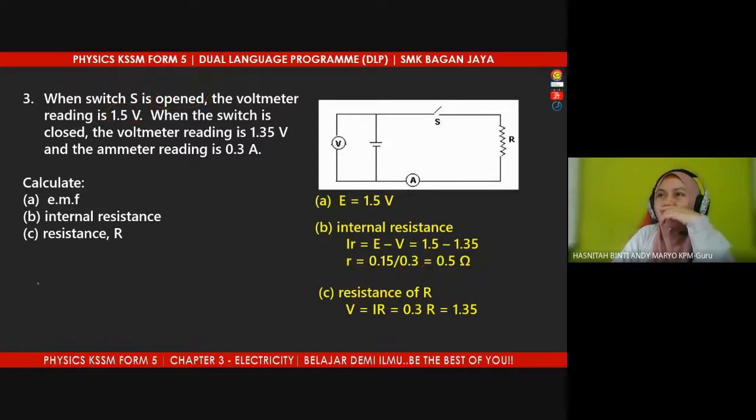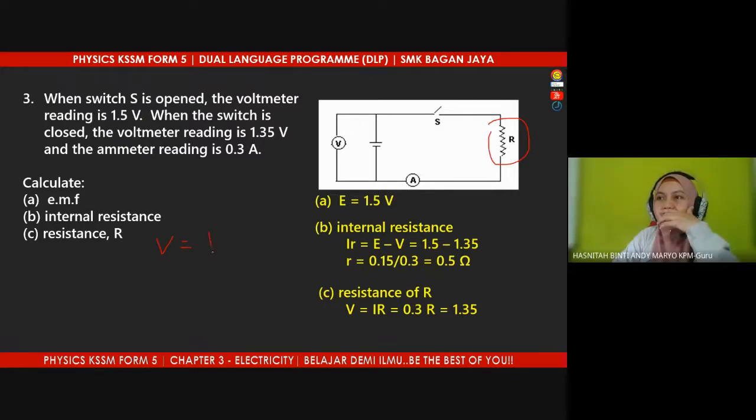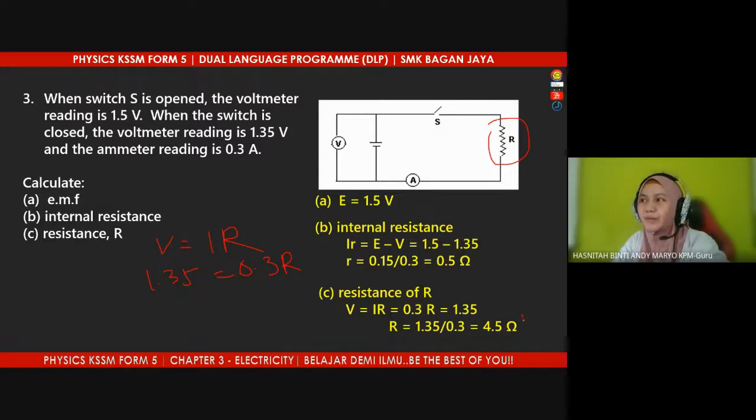Okay, last question. Find the resistance, students. What is the resistance? This is the resistance. Find what is the value. So we are using V equal to IR. Yes, you can use V equal IR. The voltage here is 1.35. Okay, and the current 0.3. So you can find R. So R is 4.5.